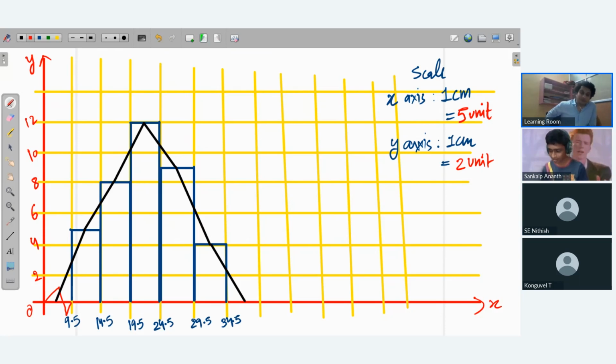No. After drawing the histogram, you make these lines, and that is called a frequency polygon. So together with the histogram, the frequency polygon comes. They are not separate things, they are one thing. Okay. But why do you need to connect these points, sir? What do they tell?